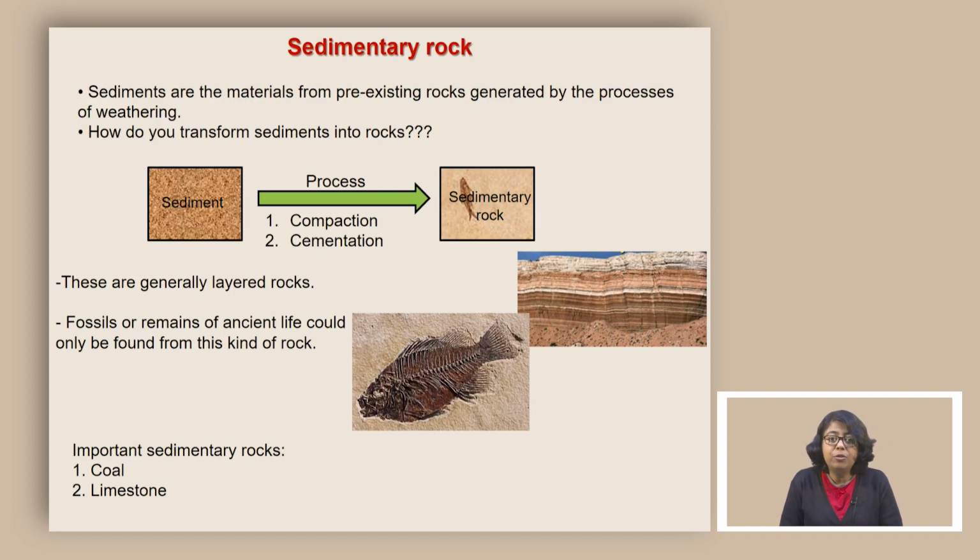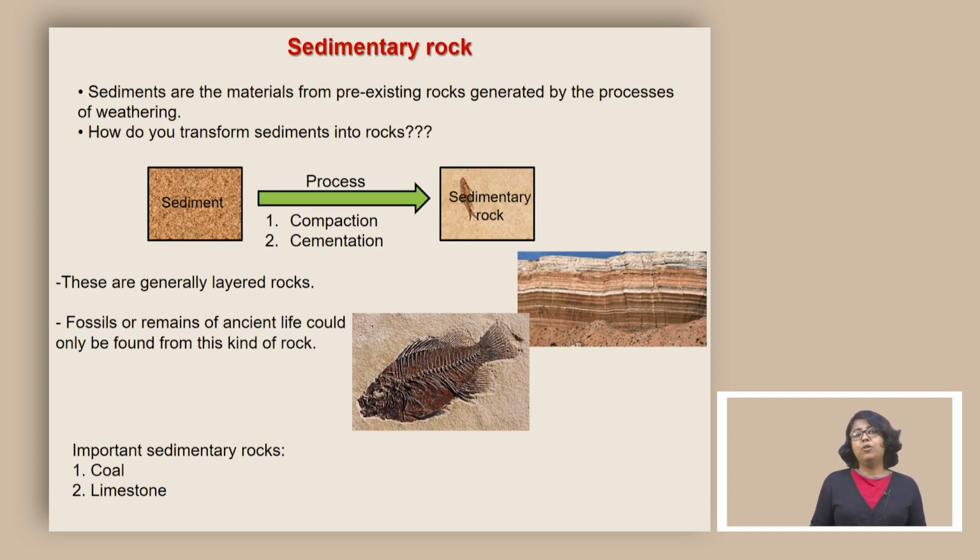These are generally layered rocks, and there can be fossils or remains of ancient life in those rocks. And this is a very important point for sedimentary rocks, because they do not go through very high temperature and pressure, and they retain all these signatures. So, if you want to know more about how part of the crust interacted with other spheres such as the biosphere, hydrosphere, and atmosphere, these are the rocks which are going to give us very important information. Examples include coal and limestone.